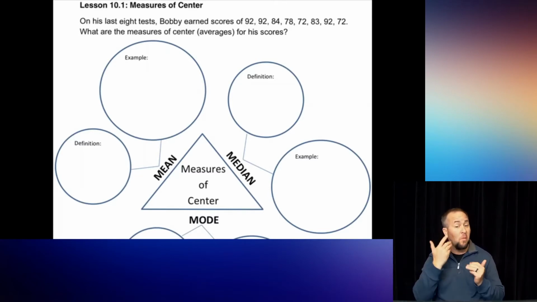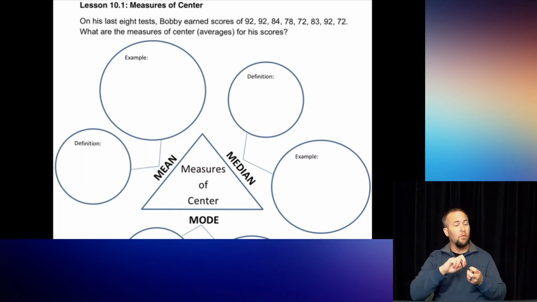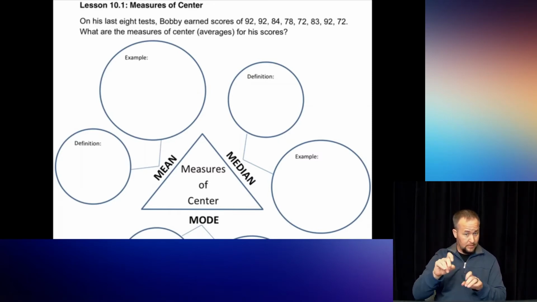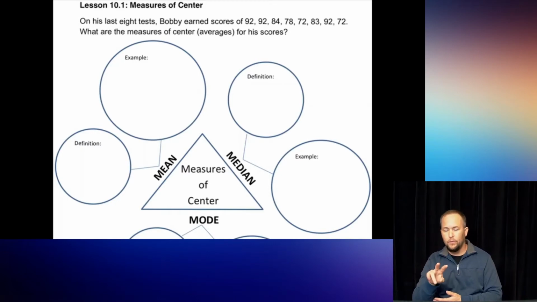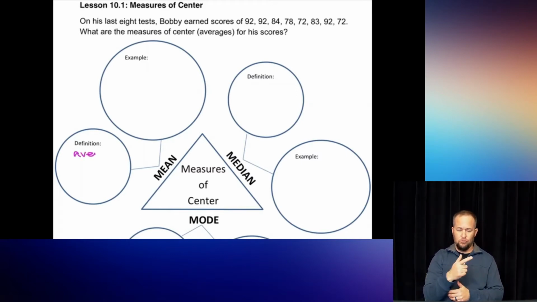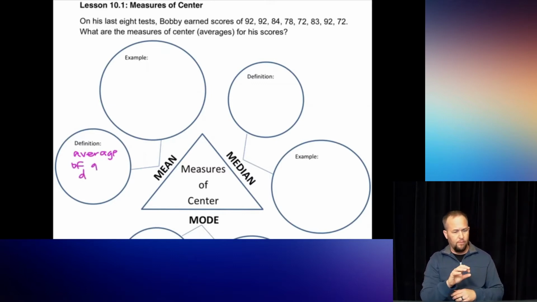So the first thing we're going to look at is the mean. Our problem today is: on the last 8 tests, Bobby earned scores of 92, 92, 84, 78, 72, 83, 92, and a 72. So what are the measures of center, the averages for his scores? The first thing we're going to talk about is the mean, and the definition of that is the average of a data set.